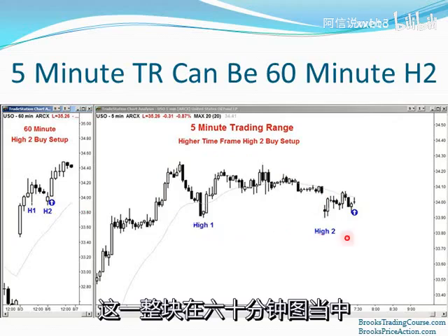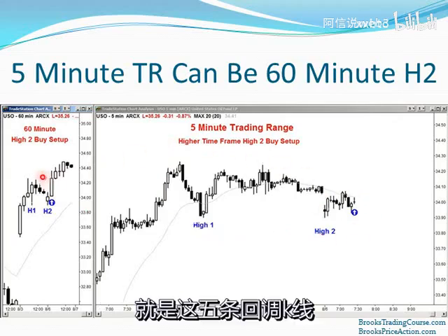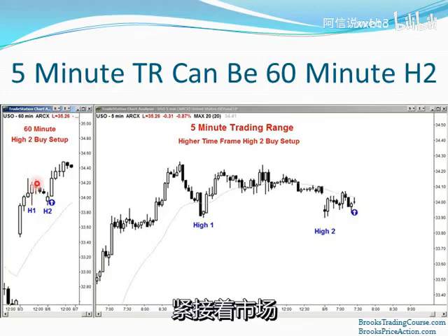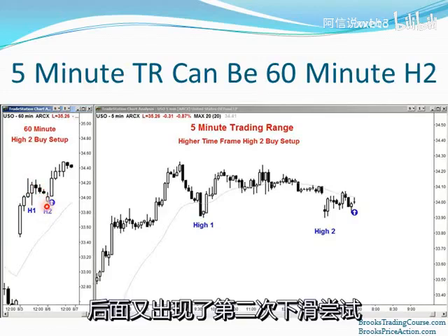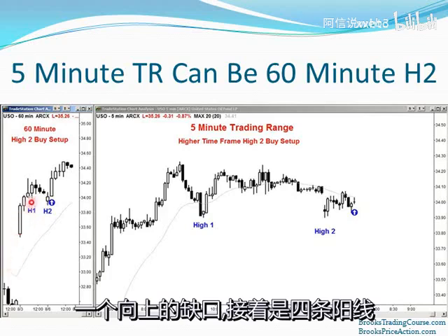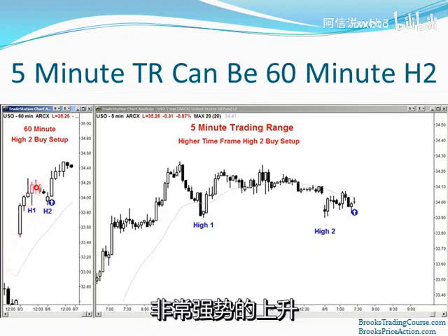This whole thing that we see right here on the 60-minute chart is just these 5 bars pulling back. We had a push below the low of the prior bar, 1 leg down. The market tried to resume, and then we had a second attempt down. And on the 60-minute chart, we have a bull signal bar. We have a gap up and 4 bars up, so a pretty strong bull trend.